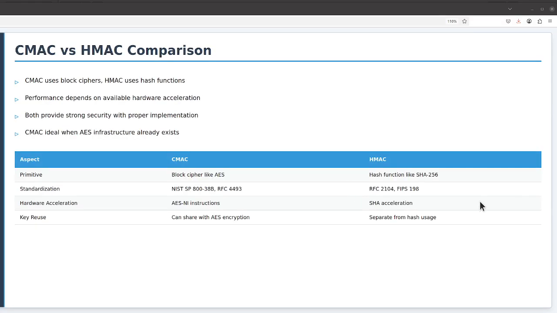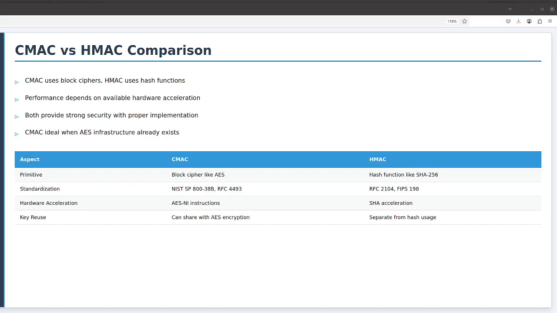CMAC versus HMAC comparison. One of the most common questions about CMAC is how it compares to HMAC, which stands for Hash-based Message Authentication Code. Both are MAC algorithms, but they are built on different cryptographic primitives. HMAC is constructed using cryptographic hash functions like SHA-256 or SHA-3, while CMAC uses block ciphers like AES. This fundamental difference leads to several practical implications.